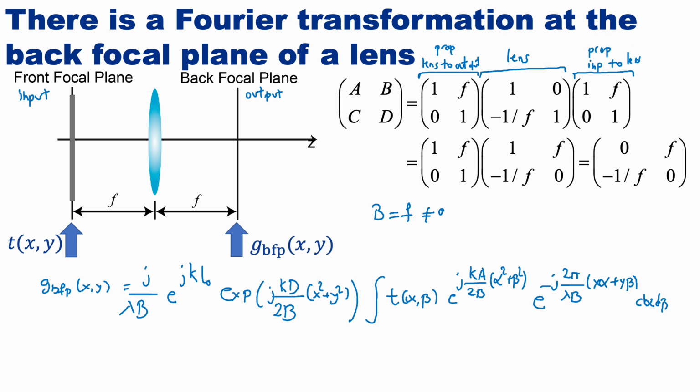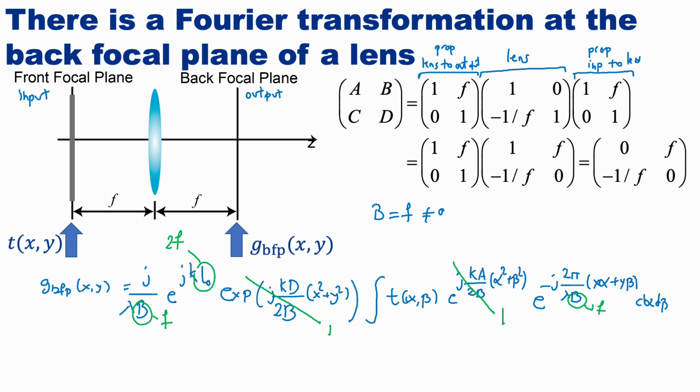Alright, so L sub 0 is the geometrical distance between the input and the output plane. So in that case, it's going to be 2F. D and H are equal to 0, so this goes to 1, and this whole exponential factor also goes to 1. And now wherever we have B, we have F. So here we have an F.